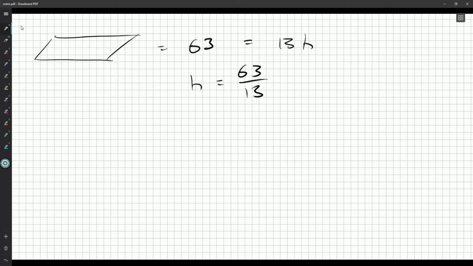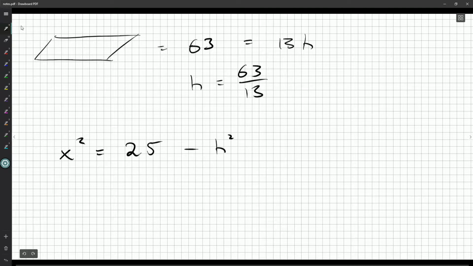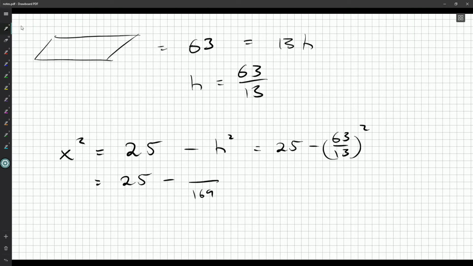63 has no factors of 13, but now I can work out what x squared is. x squared is 5 squared minus h squared. And here's where we might grab a calculator and work some things out. So 25 minus 13 squared is 169. Remember, to square fractions, you square the top and square the bottom. 63 squared is not one that I have memorized. Looks like it's 3,969. So here I am actually using my calculator.